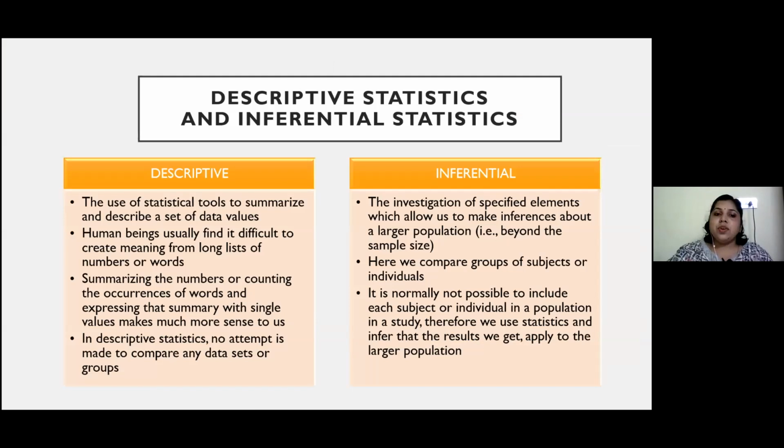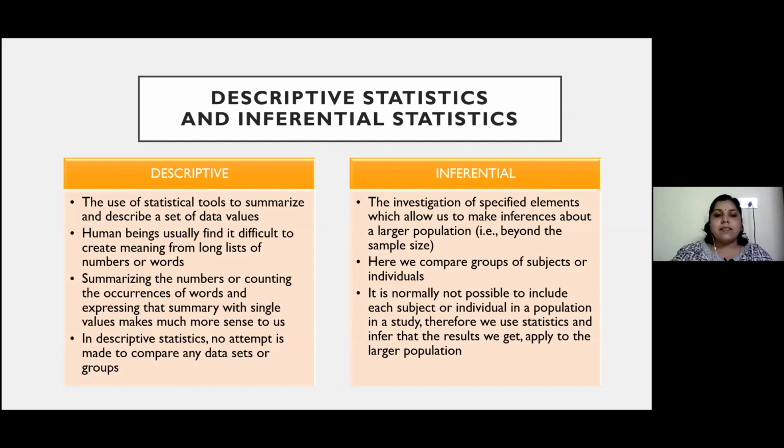Human beings usually find it difficult to create meaning from a long list of numbers and words. So we need to summarize the raw data available to us. So there is a long list of data, a long list of BMI, a long list of age, height, weight, marks, etc. So this needs to be converted meaningfully. So what is that? We need to summarize it.